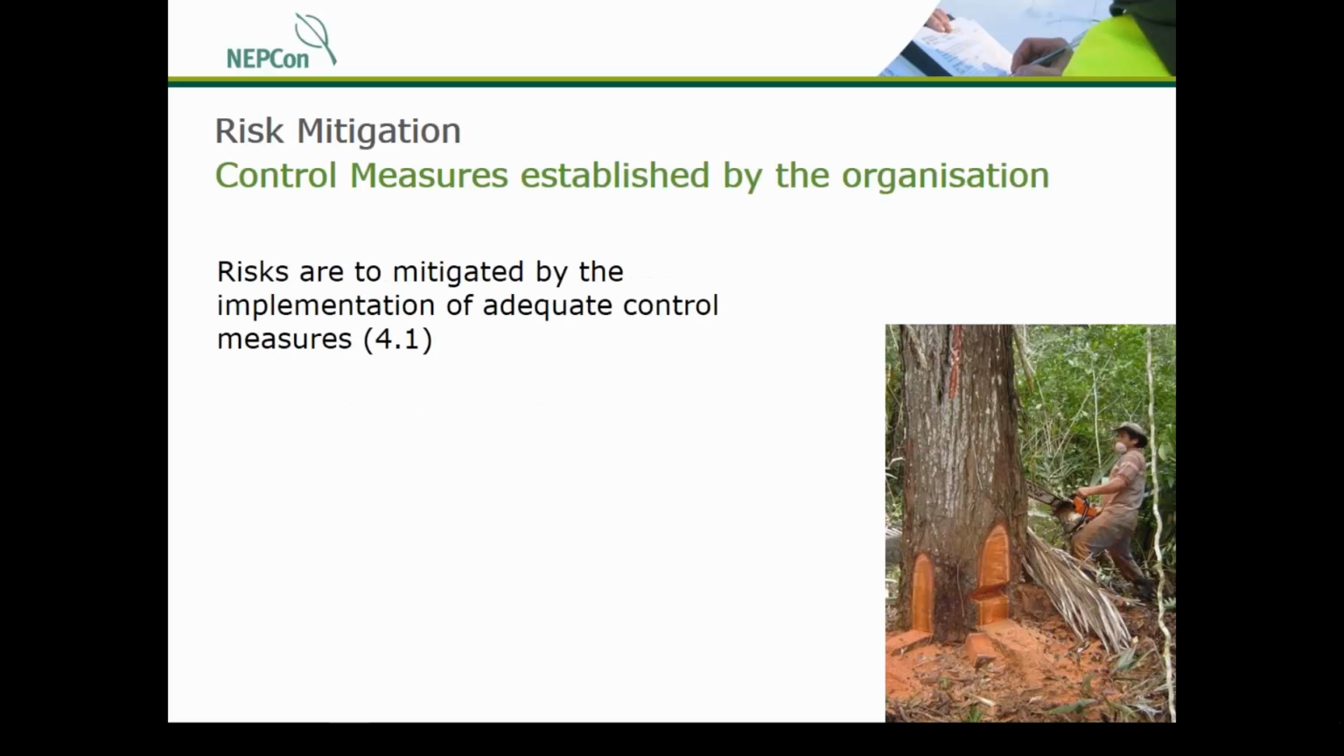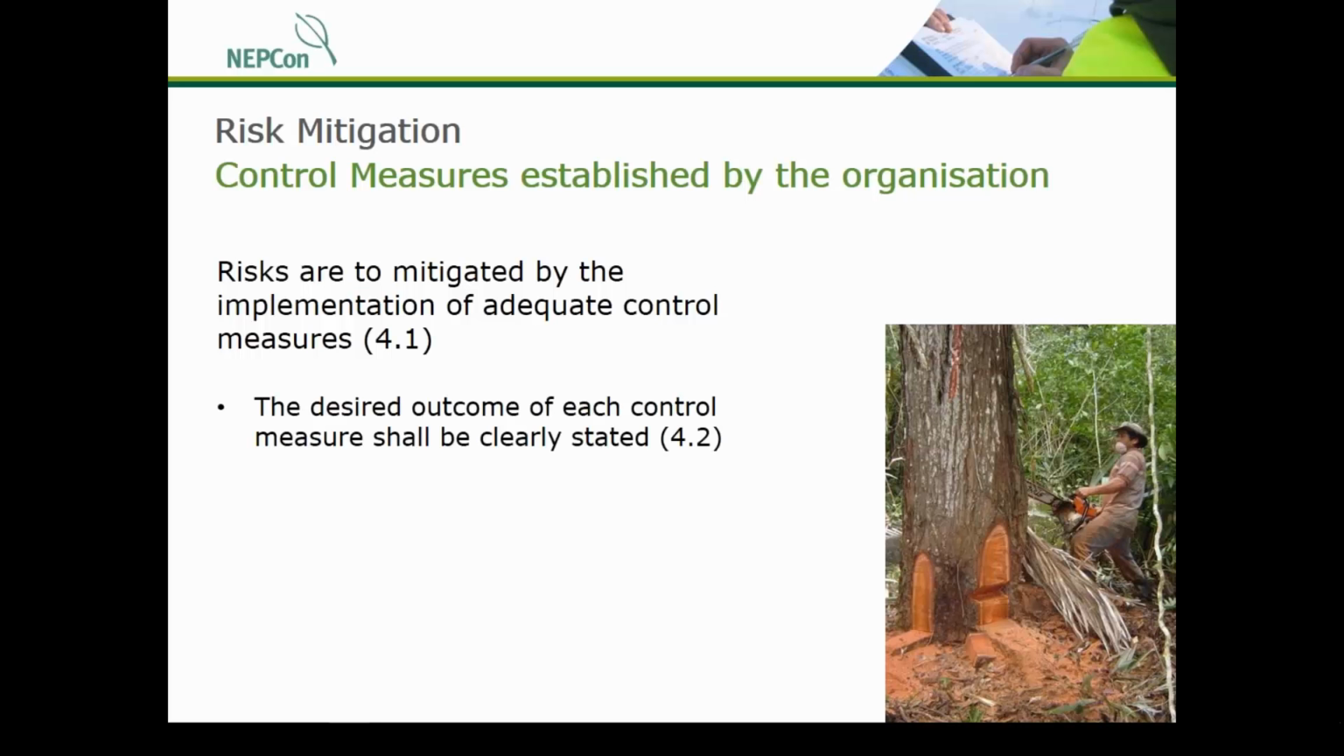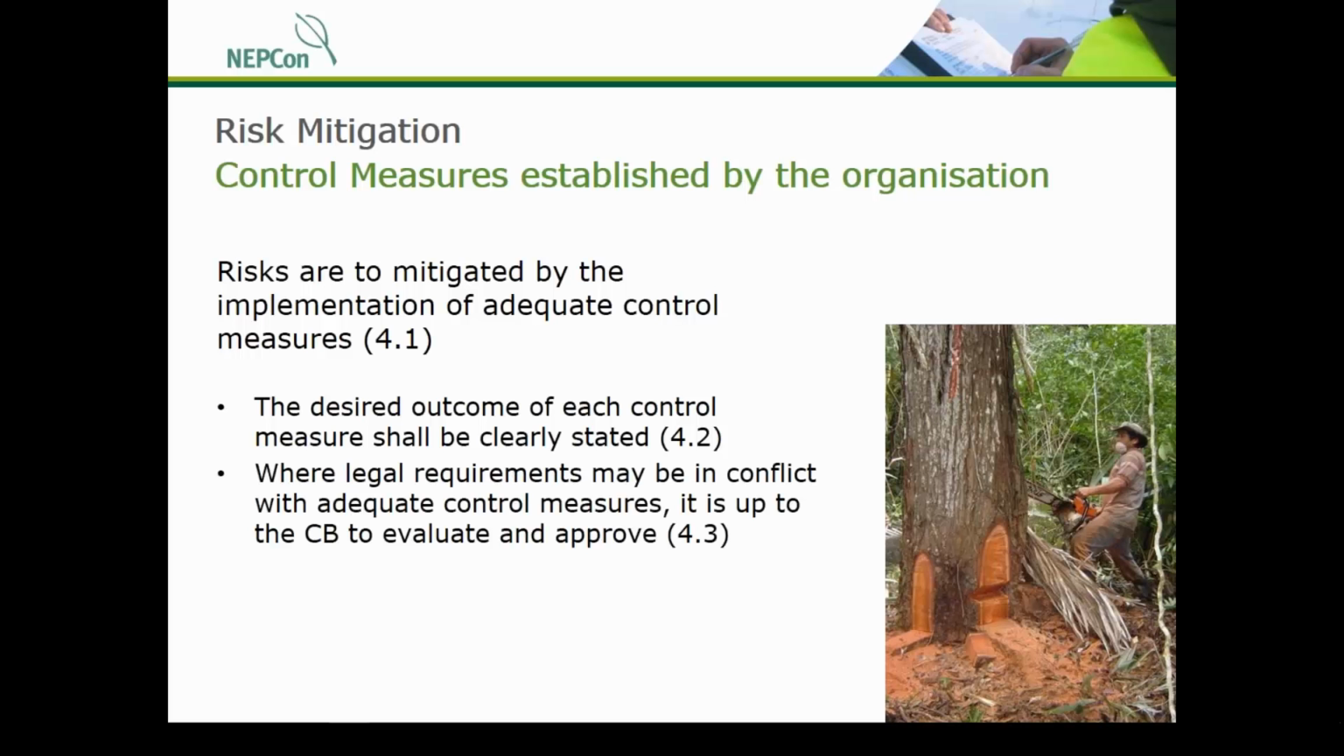So if control measures are established by the organizations, they have to meet the risks that are identified, and these are requirements that are outlined in the numbers mentioned here in the standard. There are some requirements that if legal requirements conflict with adequate control measures, it's the certification body that has to evaluate and approve if they are being used.